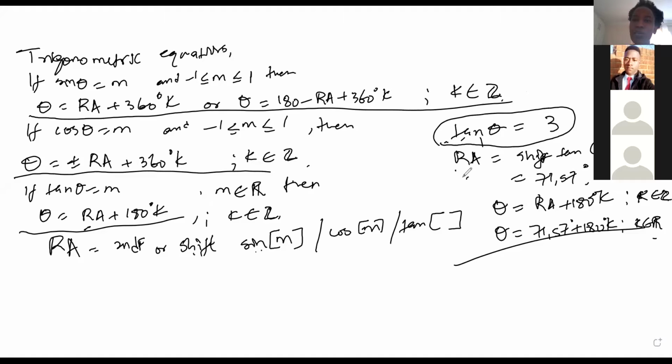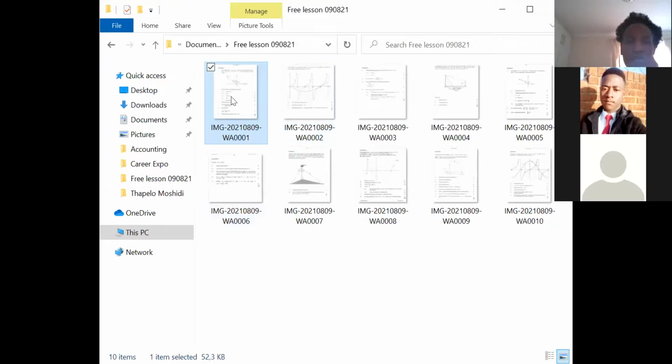So now we can go to the question papers. Okay, let's start with this one. Let's do this one. Are you guys able to do this? Can I give you guys 5 or 10 minutes to do this? Can you guys try that?